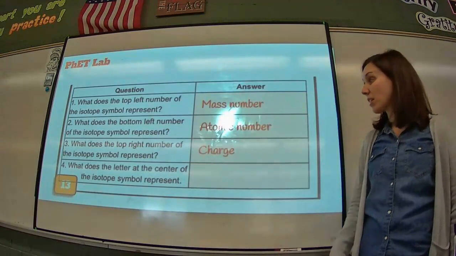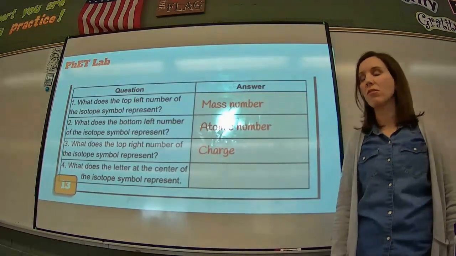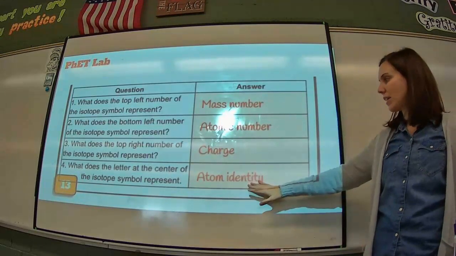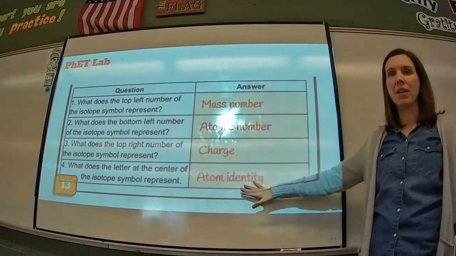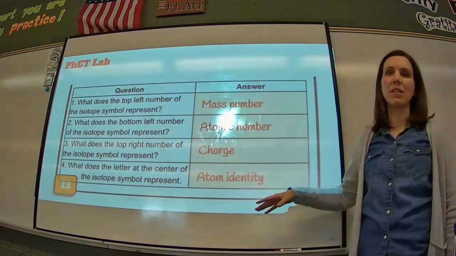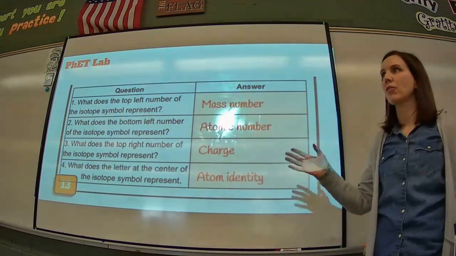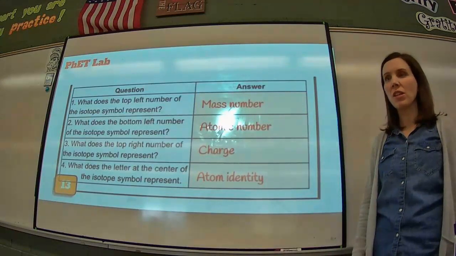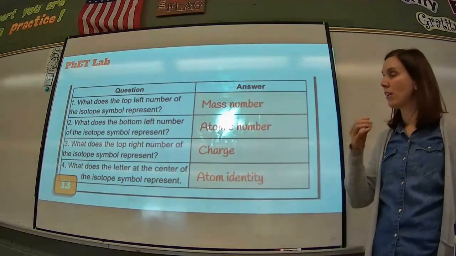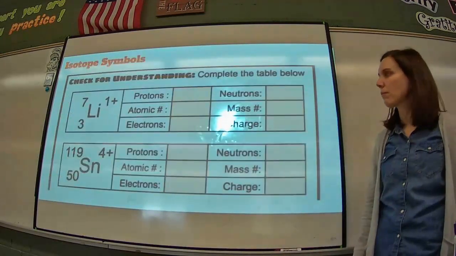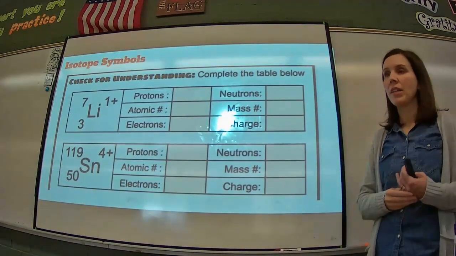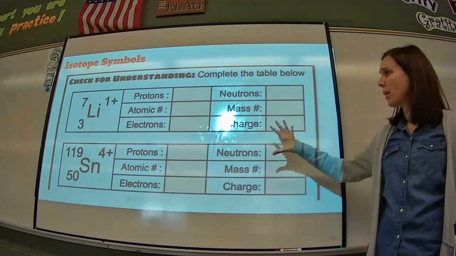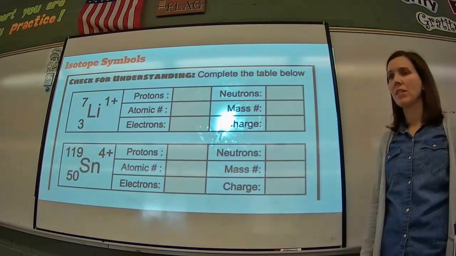And then the letter that's in the middle, that is going to be our isotope symbol, which gives us the identity of the atom, meaning what element is it? Is it hydrogen or carbon or nitrogen? What element is it going to be? So that's what you should have gotten from your PhET lab, and you're going to go ahead and fill those in. The next thing that you were supposed to do is be able to interpret our isotope symbols.